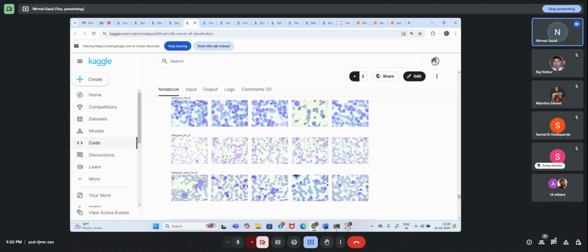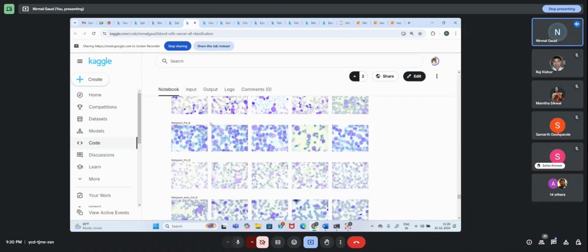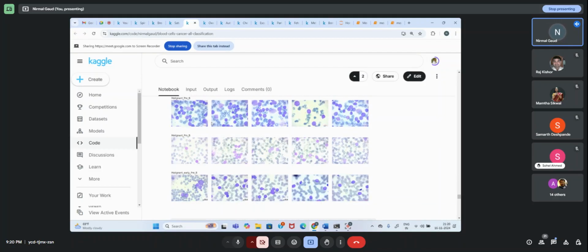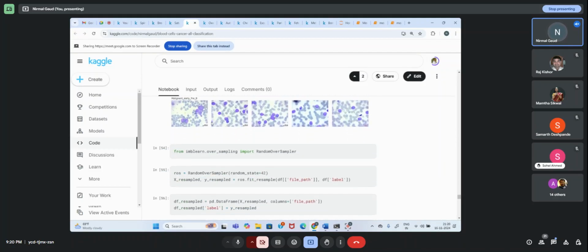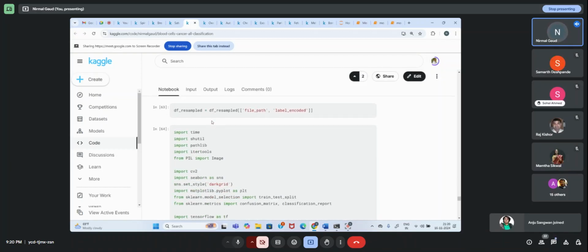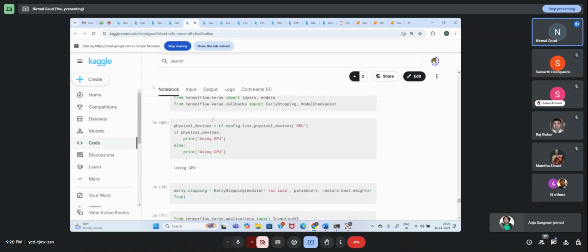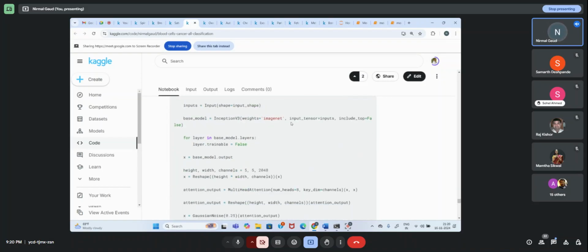Now you are seeing that, sir, the images all look the same, the same color. These are cells, blood cancer cells images, blood cells images. Okay, so let's see again. Check my code. You know the flow. The whole flow is the same. And here I used Inception V3.